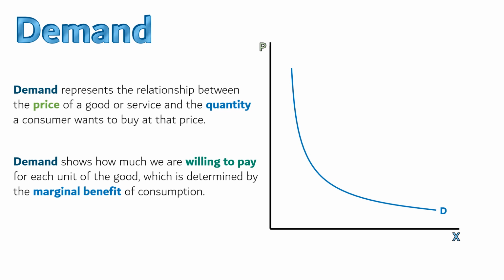Demand represents the relationship between the price of a good or service and the quantity that the consumer wants to buy at that price. Demand shows how much we are willing to pay for each unit of the good, which is determined by the marginal benefit of consumption. That is, the demand curve is the summary of what the best choice is given the price of a good. And so movements along the demand curve tell us how much each additional unit of a good is truly worth to the consumer. Next, we'll see how our individual demand aggregates into market demand.